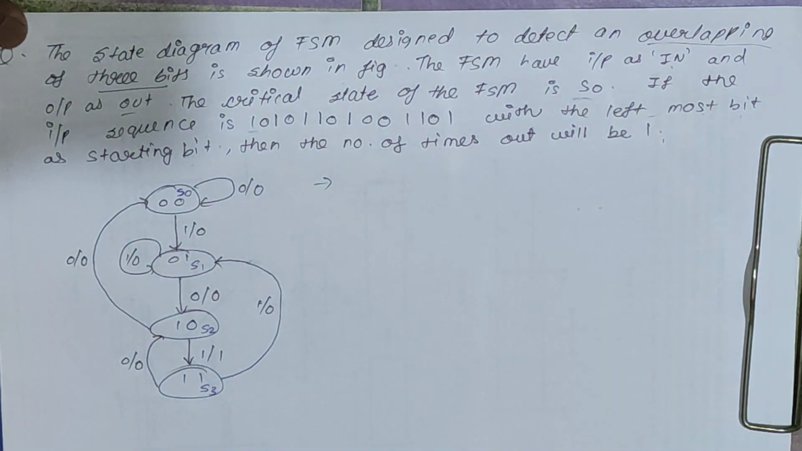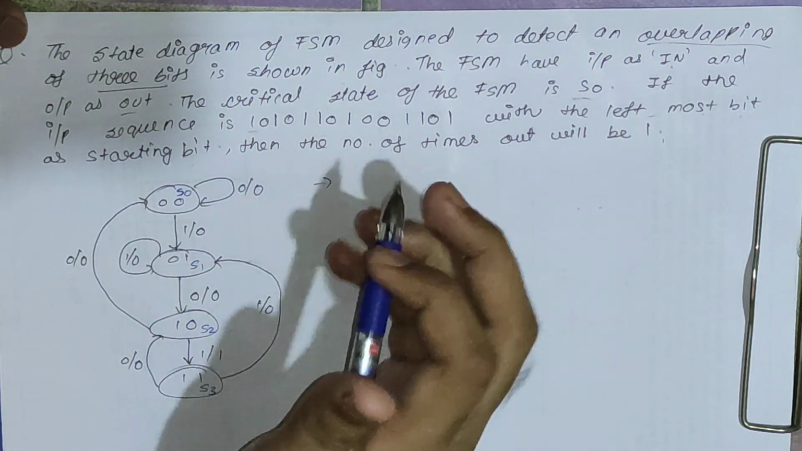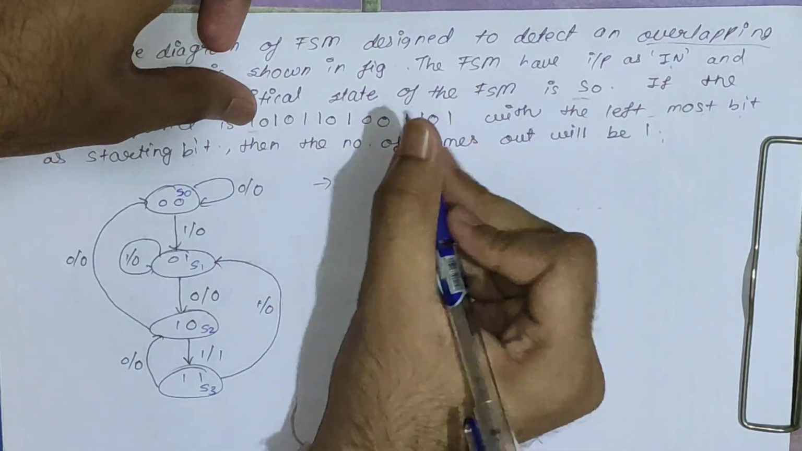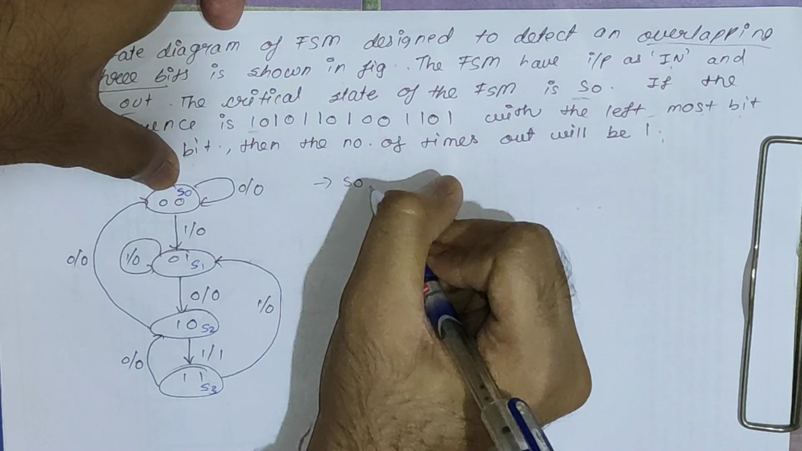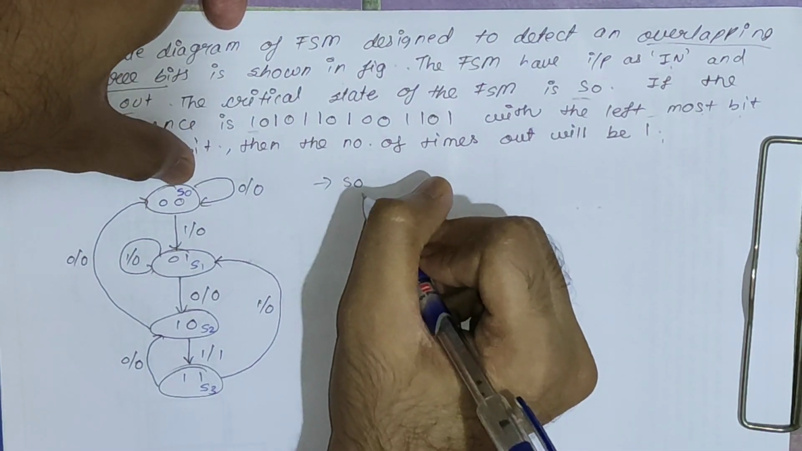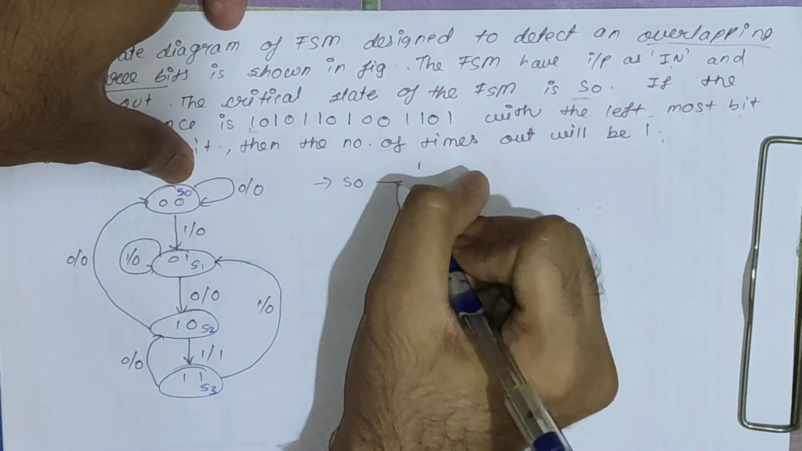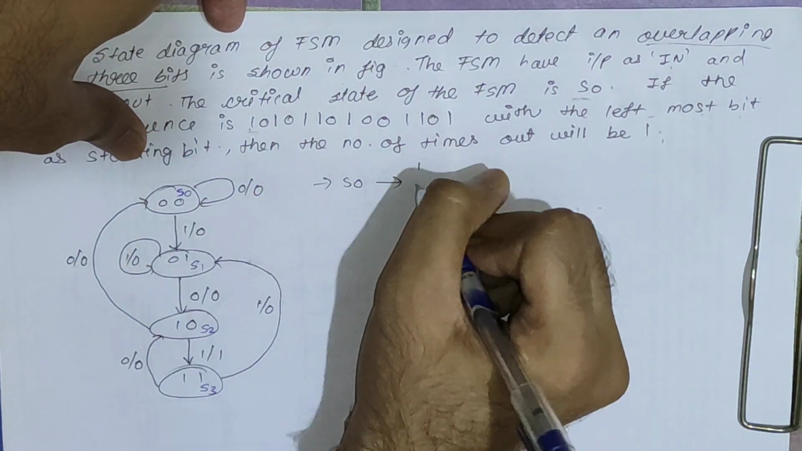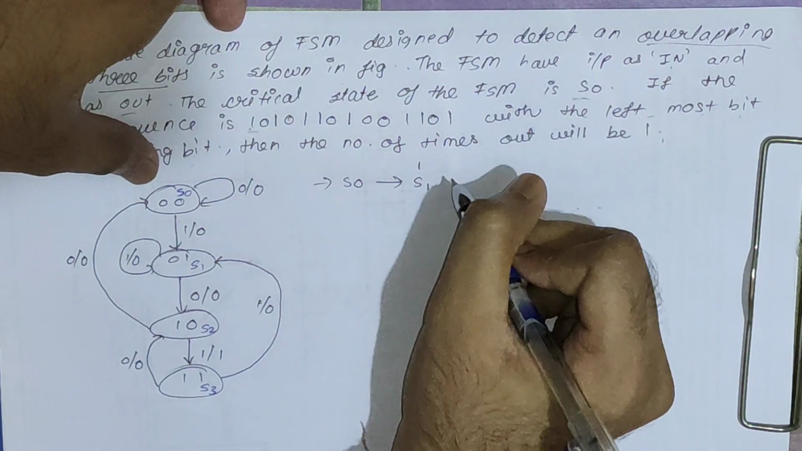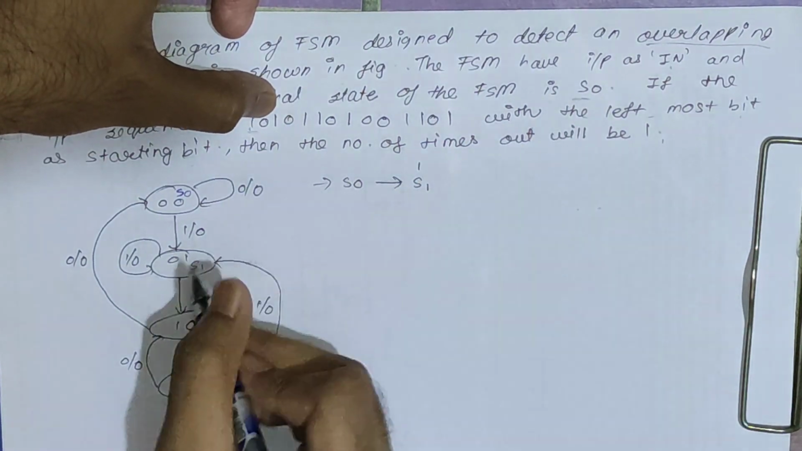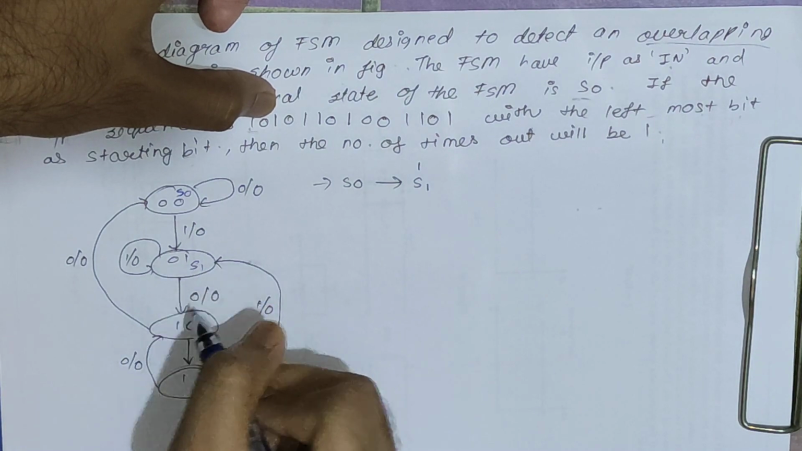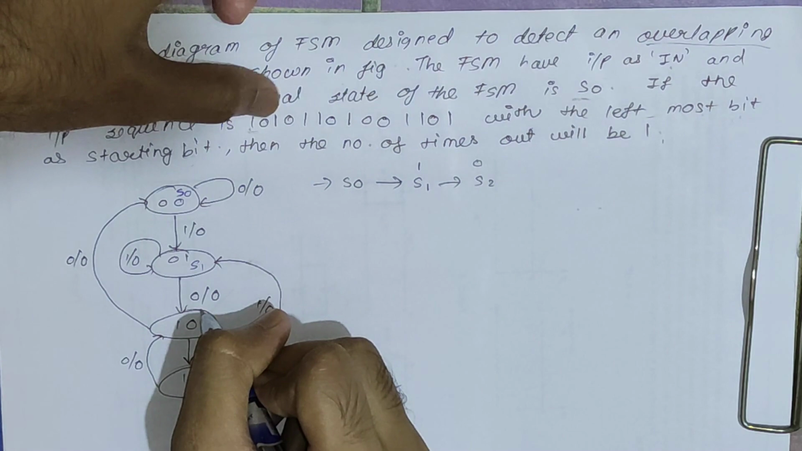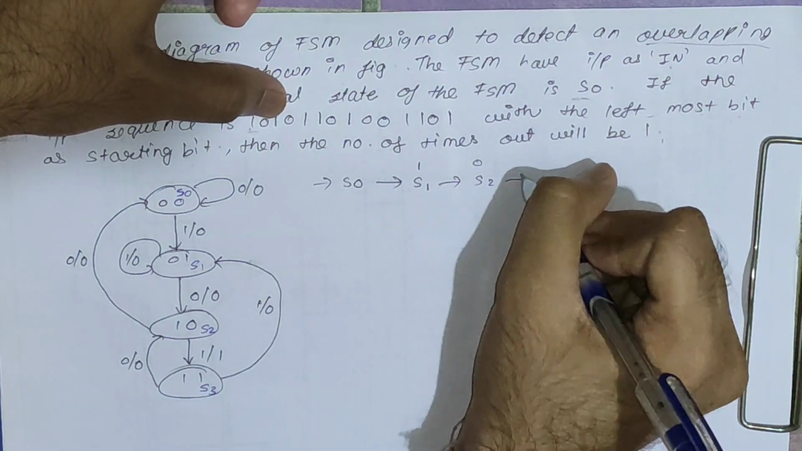Okay, so first we will see the traditional way to solve this. So we will follow this state diagram for this given bit stream. Okay, so the initial state is S0, right? So at S0, when the input is 1, then we will switch to S1. Here you can see the input is 1, we will switch to S1. Okay, now the input is 0. So from S1, if the input is 0, then we will go to S2. Okay, now at S2, if the input is 1, then we will go to S3.